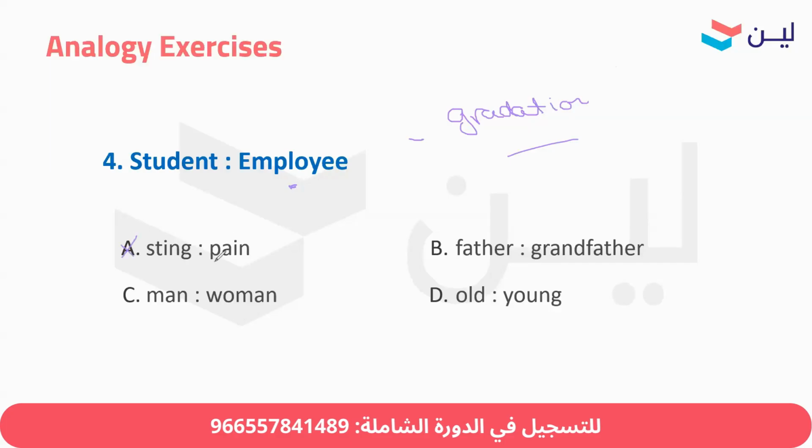This is what type of analogy is this? Let me just try to have you more active here. Sting is to pain. Description. Okay. Cause. Yeah, excellent. This is cause and effect. Thank you so much. Excellent, amazing. And I have to eliminate C.